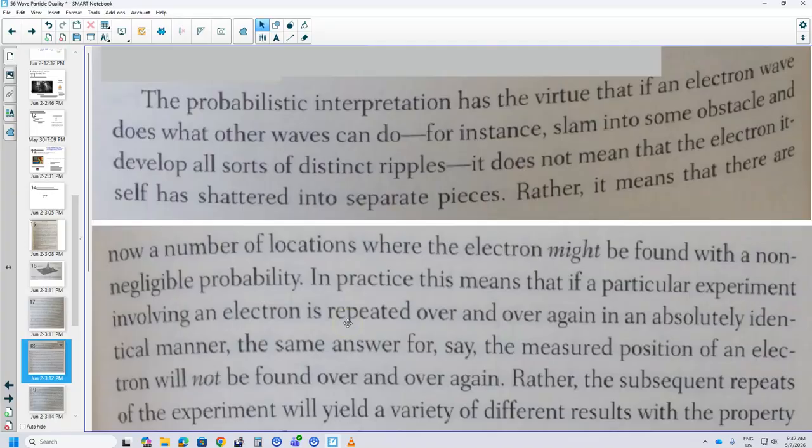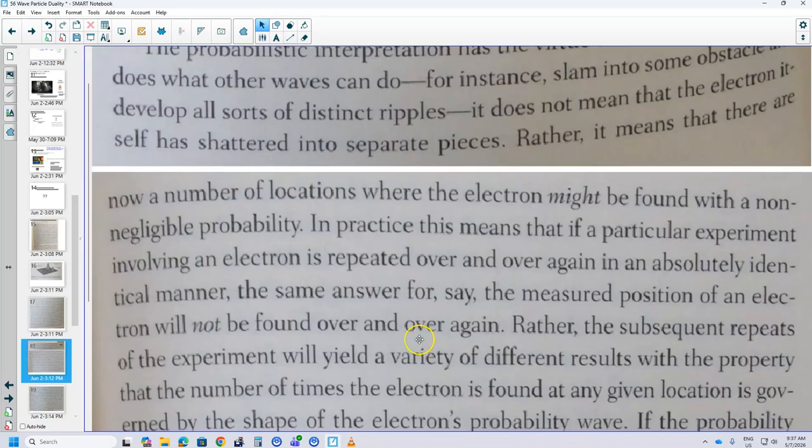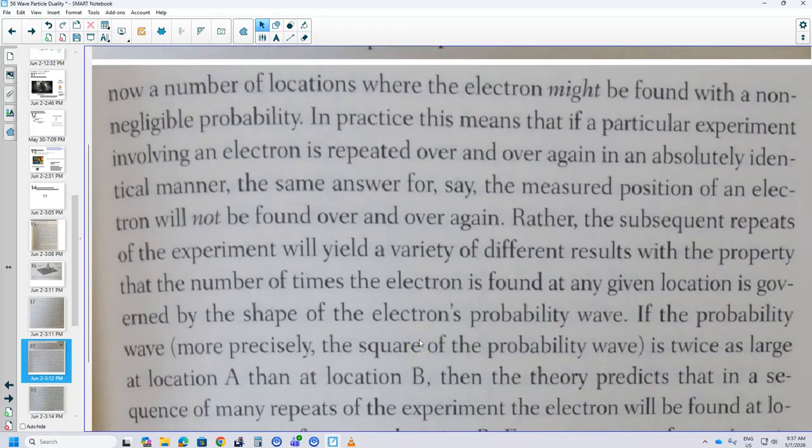The probabilistic interpretation has the virtue that if an electron wave does what other waves can do, for instance, slam into some obstacle and develop all sorts of distinct ripples, it does not mean that the electron itself is shattered into pieces, but rather it means that there are now a number of locations where the electron might be found with a non-negligible probability. In practice, this means that if a particular experiment involving an electron is repeated over and over again in an absolutely identical manner, the answer for, say, the measured position of an electron will not be found over and over again. The same answer won't be found.